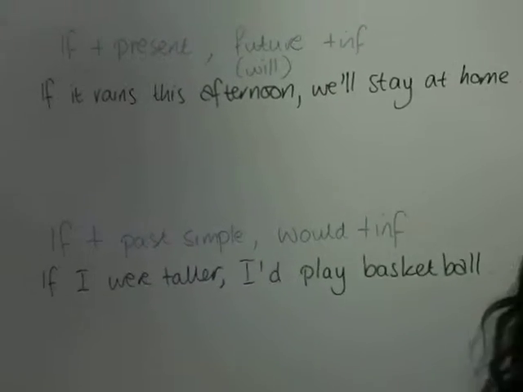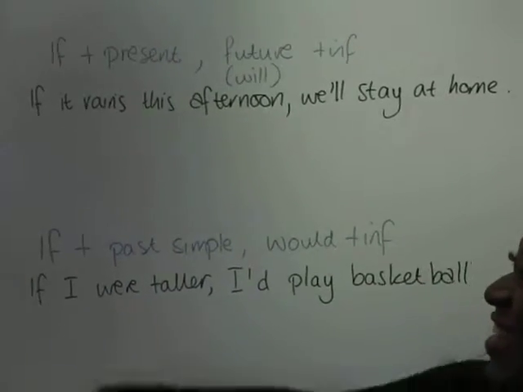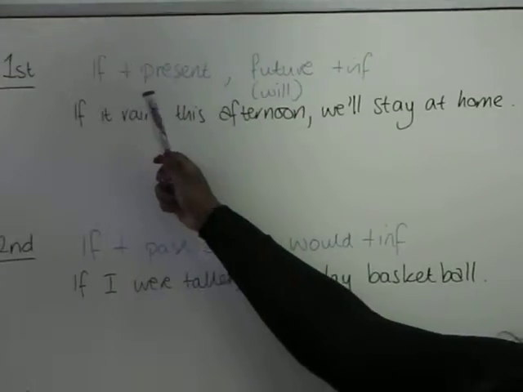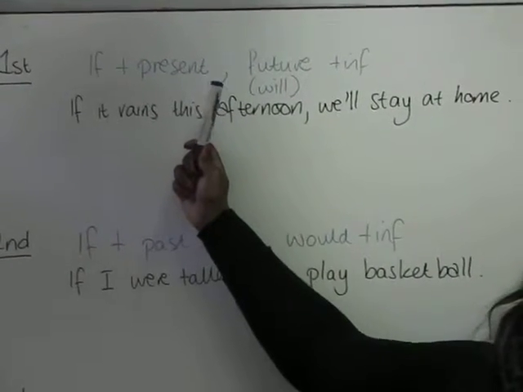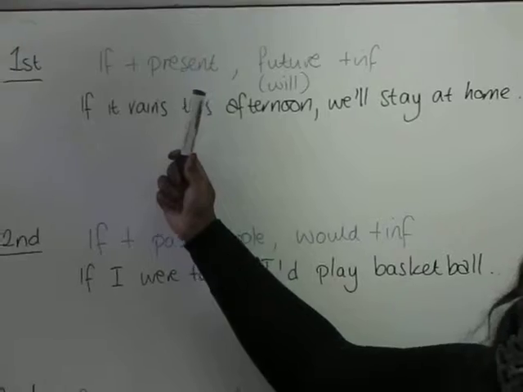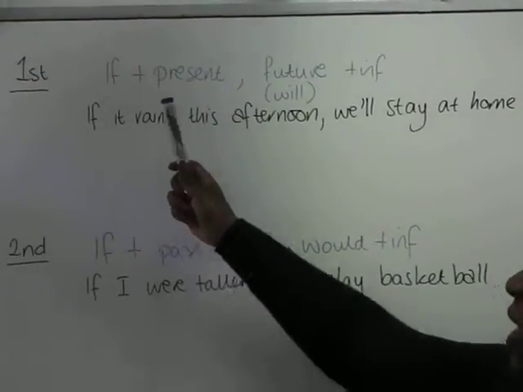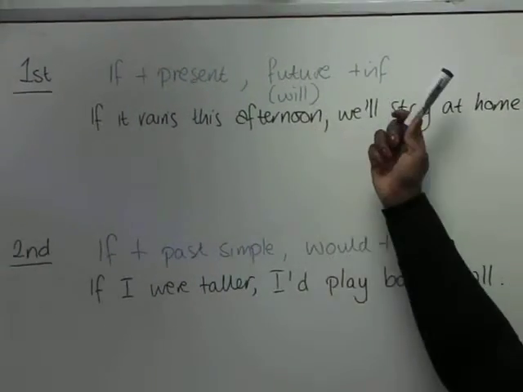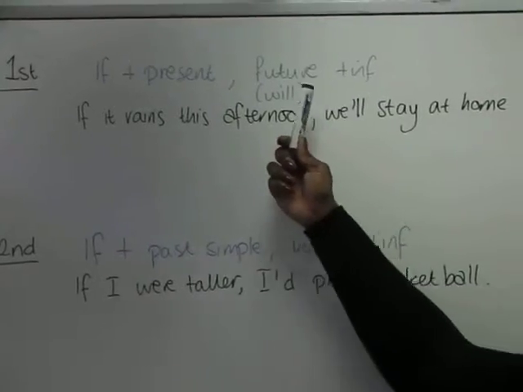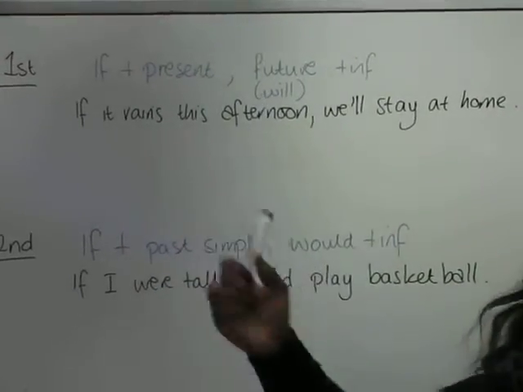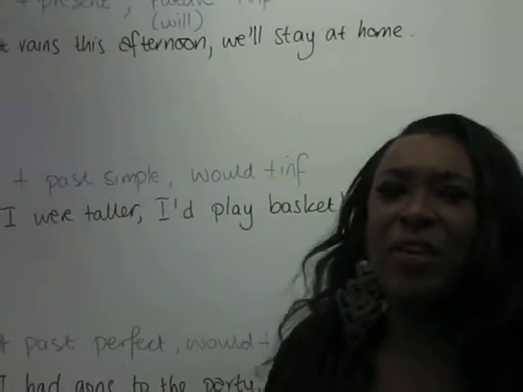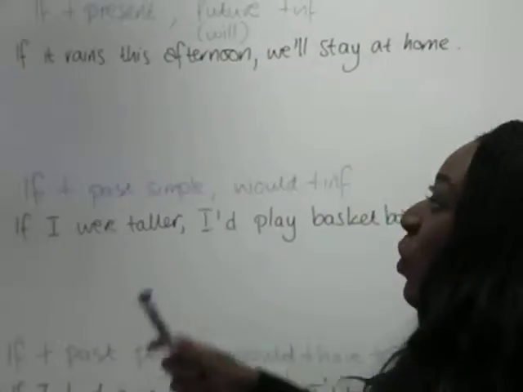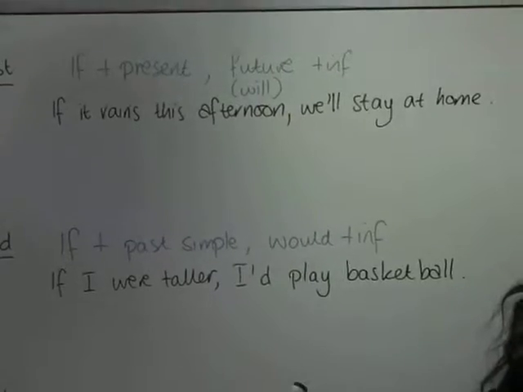So the structure of the first conditional is if, and then a present tense, usually present simple, but it could also be present continuous or even present perfect. And then we use future infinitive, usually will, but again we could also use another future tense in this clause. So how do we use it? What does it mean? Well, let's look at our example sentence.